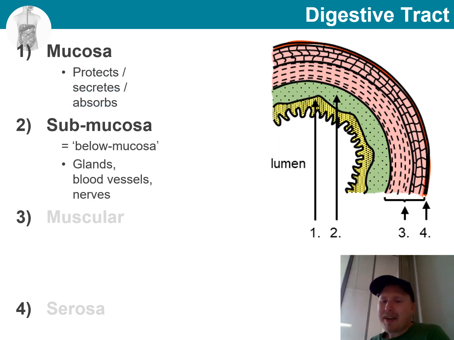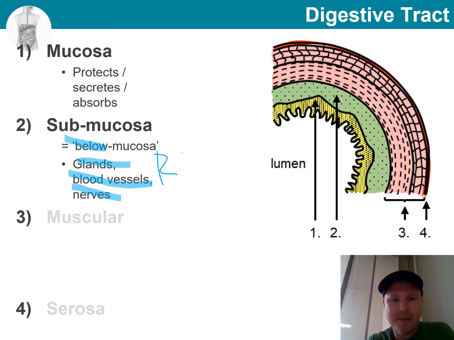The next layer is submucosa, and as this name suggests, it's below the mucosa. This layer is rich with glands, blood vessels, and nerves. So all about regulating the digestion.